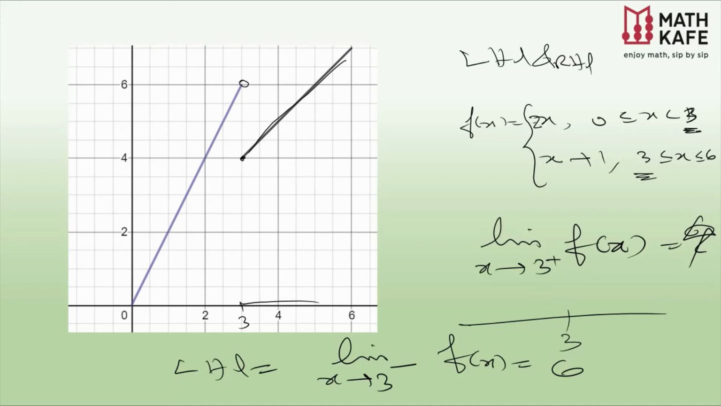And generally, as you can see here, there is a gap, and you planned to meet at a common point, but both friends have reached different destinations. They are not meeting each other. Clearly, the limit does not exist. The conclusion is this way.